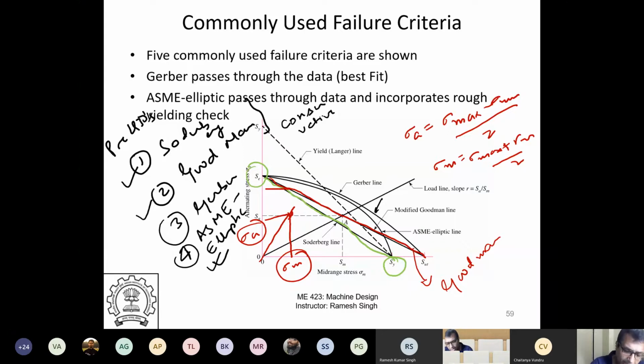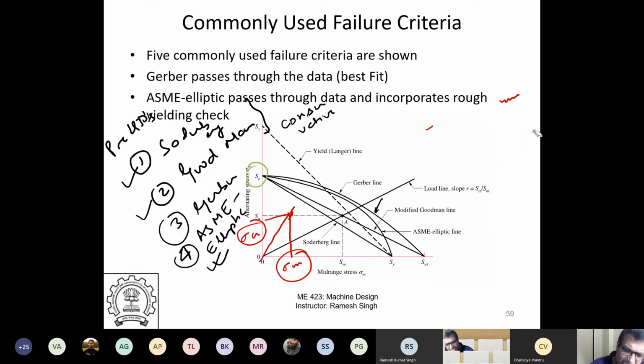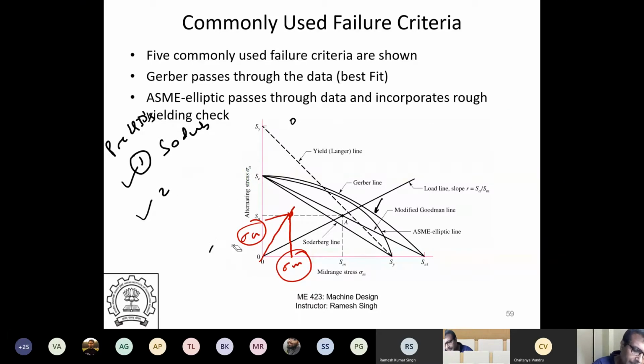And here it is safe, because this is where the fatigue will occur, and you see that there is an intersection point. Let me show you a very interesting thing, which we discussed last time also. If you see, there is this Langer line, which is the yield line, and then there is the Goodman line.